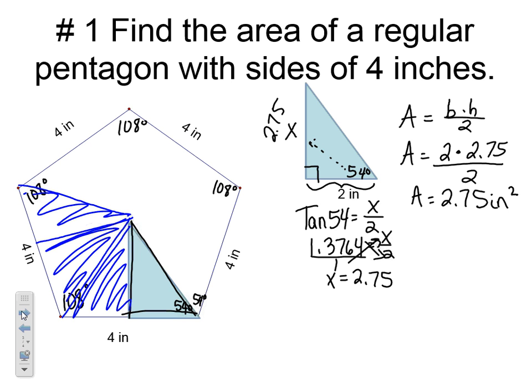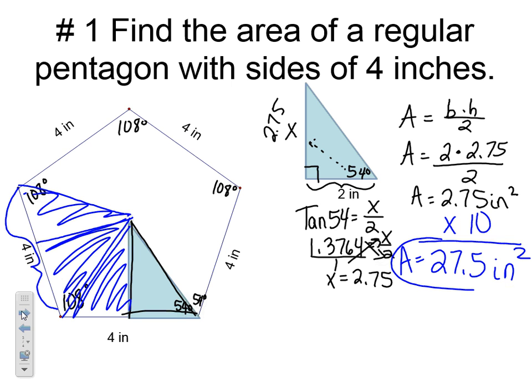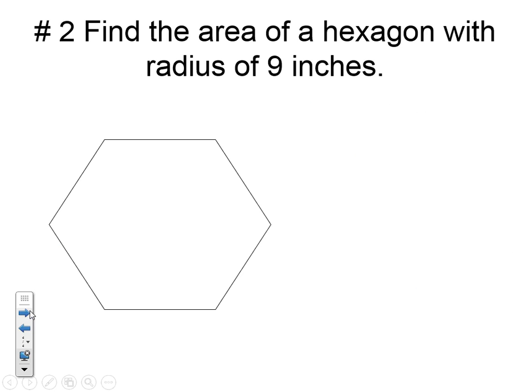Notice that for every side, there are 2 triangles that fill up that side. So on a 5-sided shape, I would have 10 total triangles. So I would take my area times 10, and I get 27.5 inches squared for the total area of my pentagon. So notice how the one area comes from finding the area of that triangle and figuring out how many of those triangles would fit inside that shape. That's a big deal. Okay, let's look at another one.